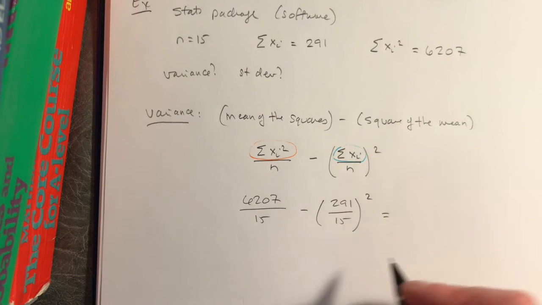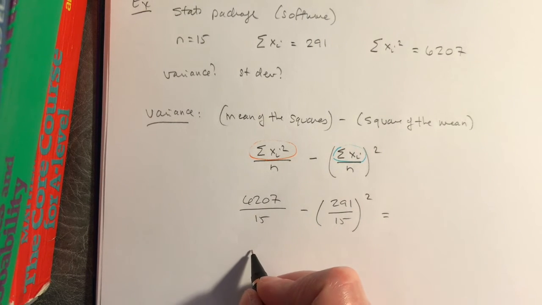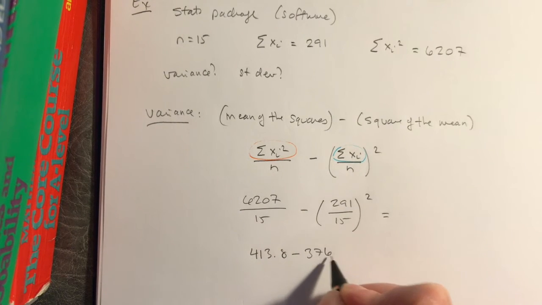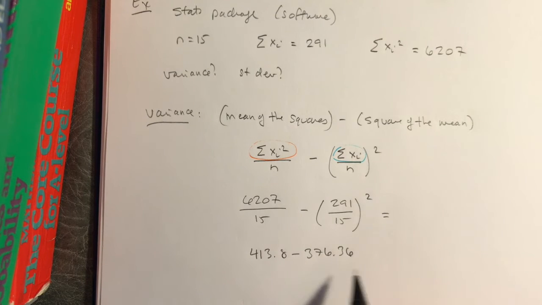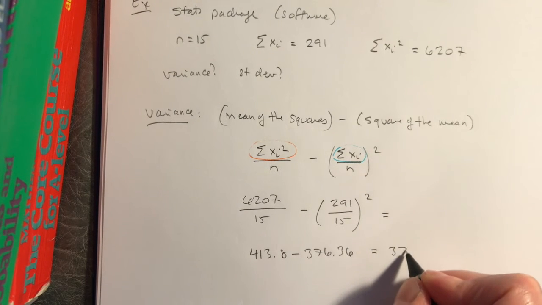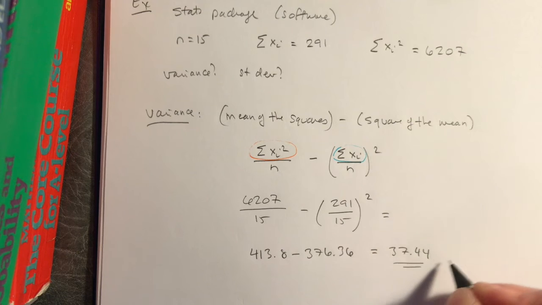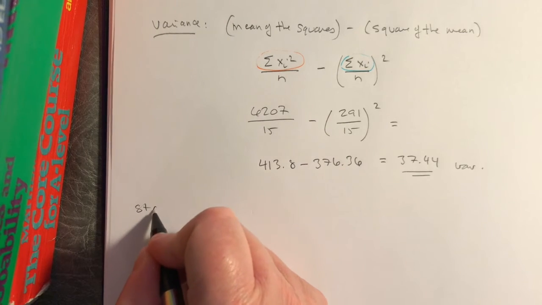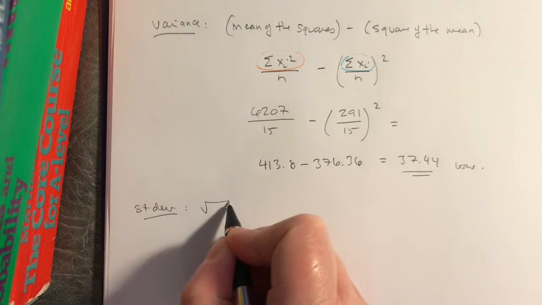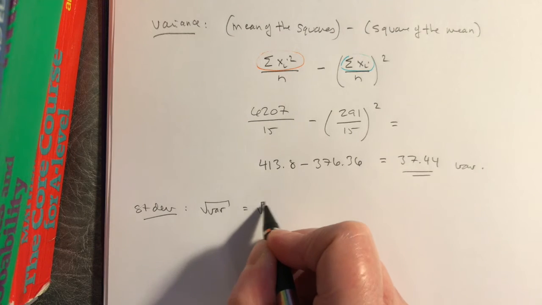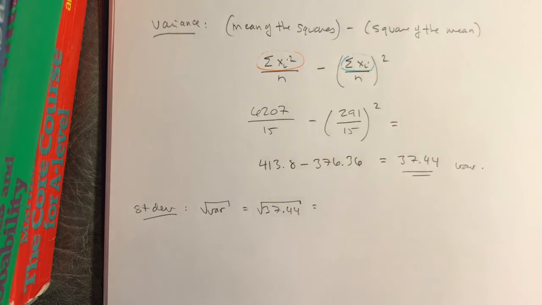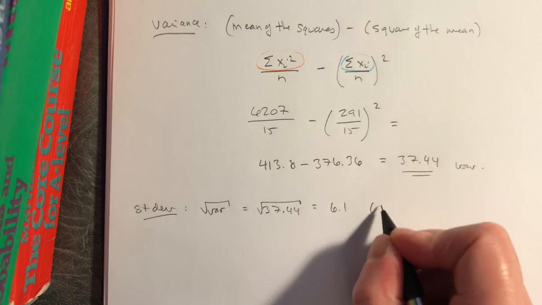If you do that out, you should get, check your work, 413.8 subtract 376.36. I did this ahead of time, you should check. And that should shake out as 37.44. And that's your variance. And your standard deviation is the square root of that number. The square root of the variance, so the square root of 37.44, which you should check is 6.1 to 1 decimal place.